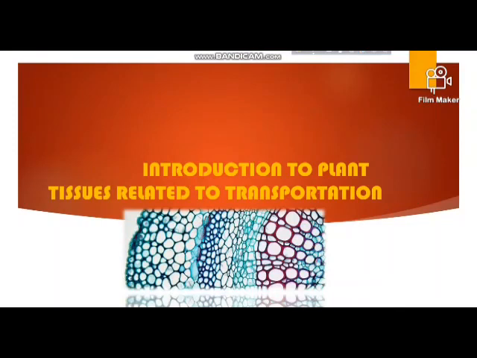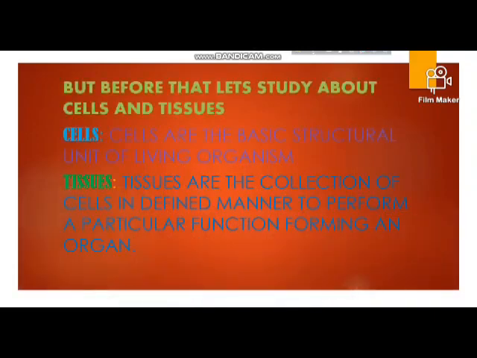Study about the cells and tissues. Cells. Cells are the basic structural unit of living organisms. Tissues. Tissues are the collection of cells in a defined manner to perform a particular function, forming an organ.